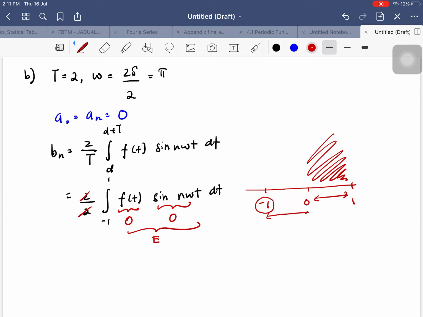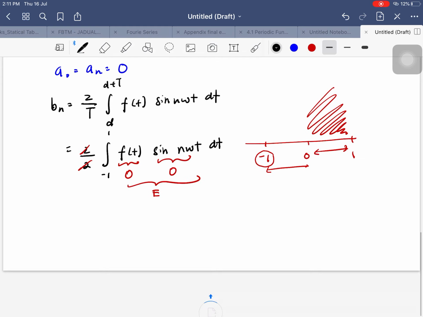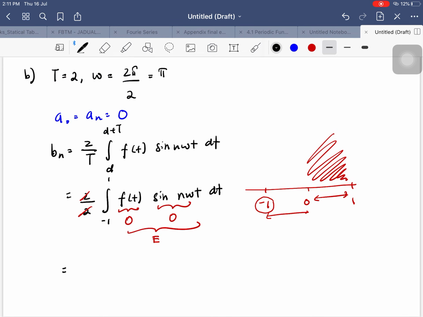When I simplify it, it becomes 2 over 2, and my integration is going to be simplified to the integration from 0 until 1. But now remember, this is only half of the area. When I want the whole, I have to multiply by 2. And now let's start substituting f of t.